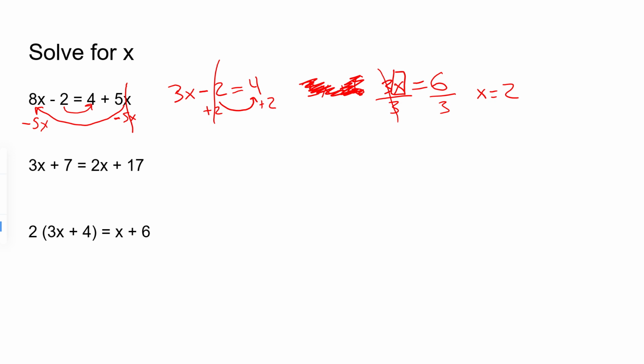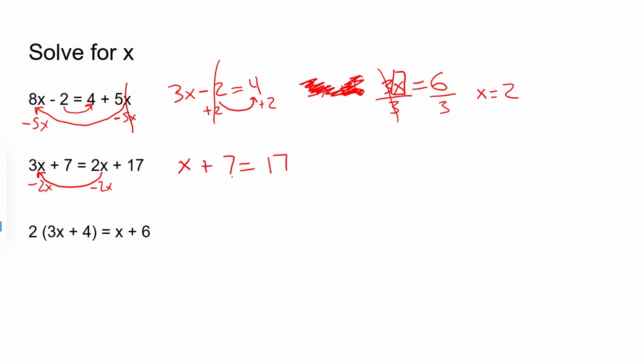All right, here we go. So I'm going to move the 2x over to this side. Because it's plus 2x, I'm going to minus 2x from both sides. So 3x minus 2x is just 1x. I can just write 1x, or I can just write x because there's just one of them. So x plus 7 equals 17.